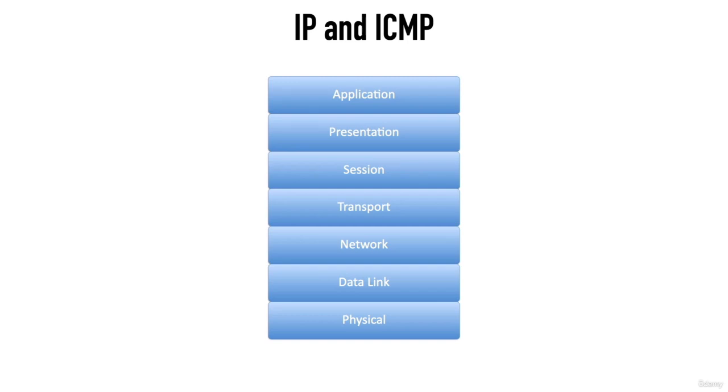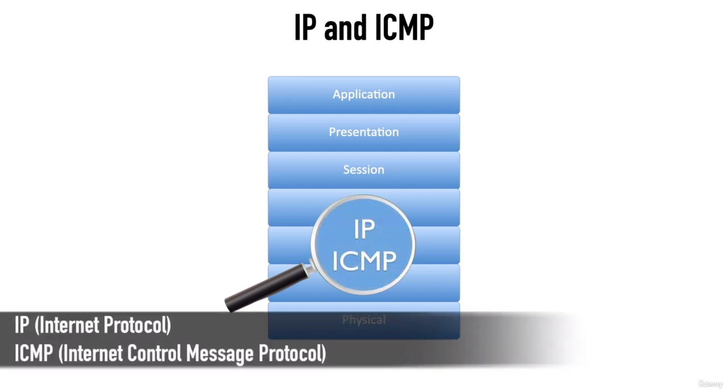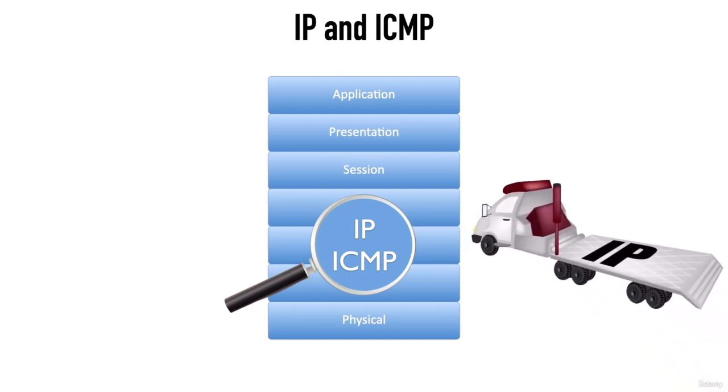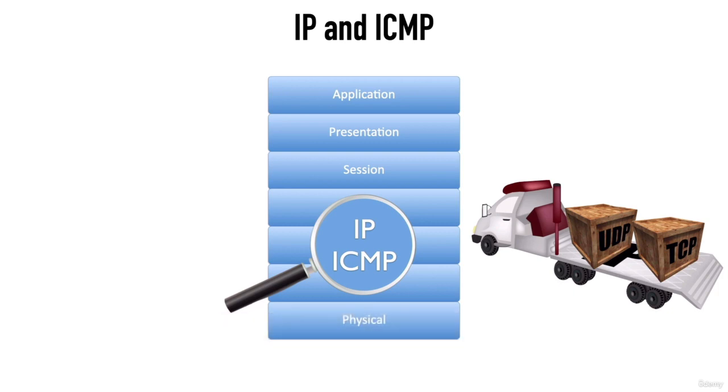Let's look at a couple of popular protocols and how those fit into the OSI model that we looked at previously. Specifically, we're going to look at IP and ICMP, which both live at the network layer. IP stands for Internet Protocol, and ICMP stands for Internet Control Message Protocol. IP carries some upper layer protocols on top of it, such as UDP, User Datagram Protocol, and TCP, Transmission Control Protocol, both protocols that we looked at in our previous video.